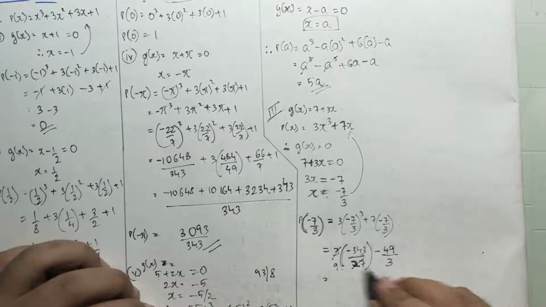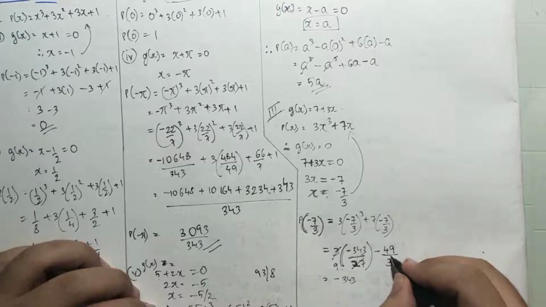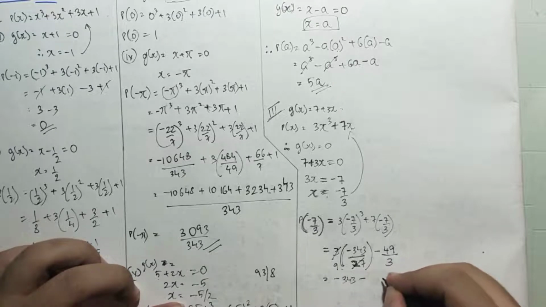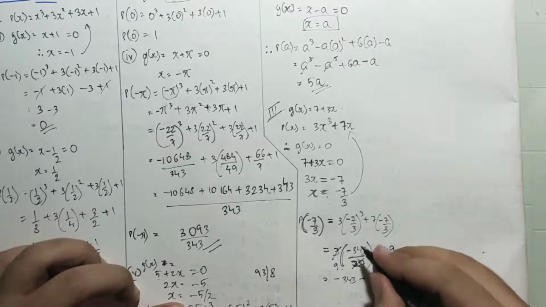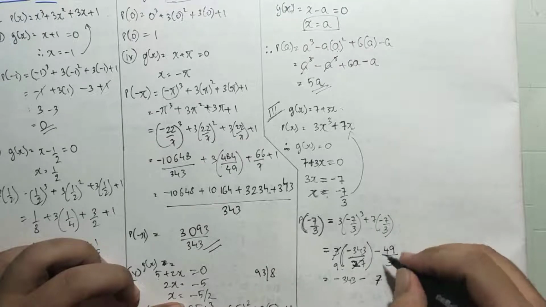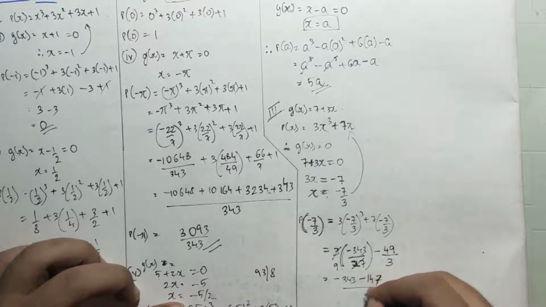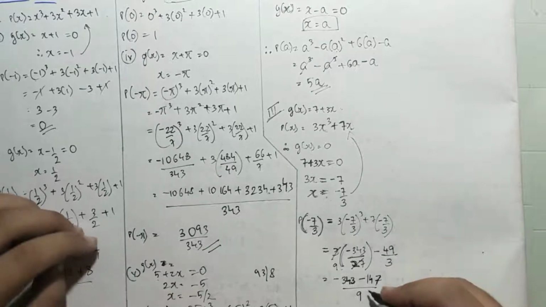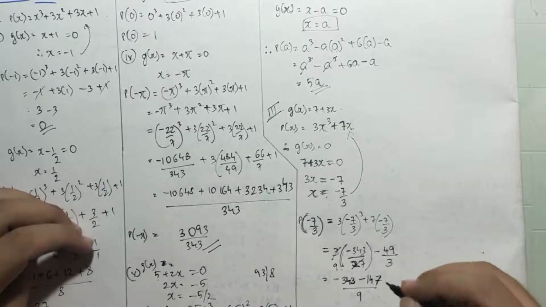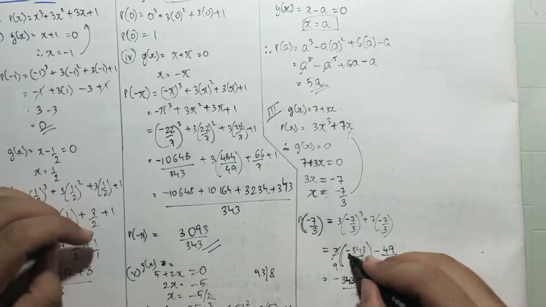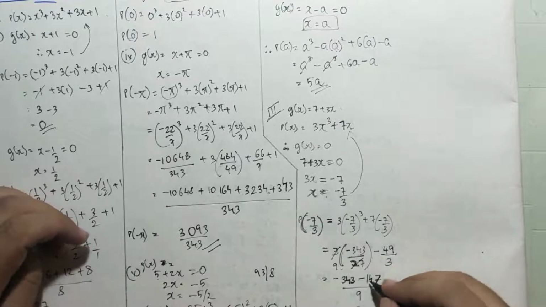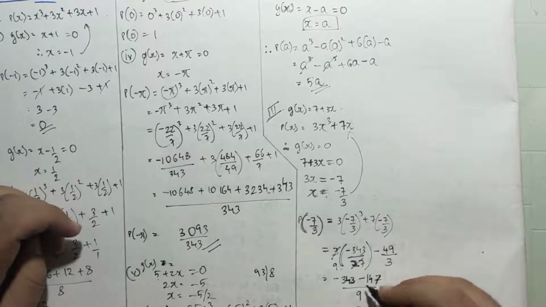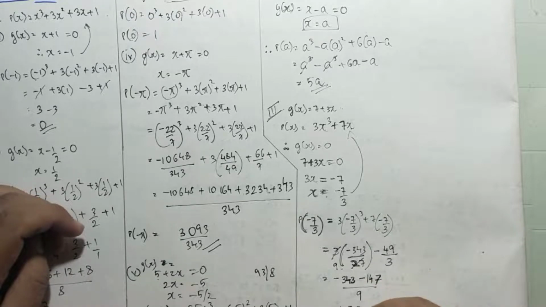Taking LCM, 9 would be the LCM. This will be minus 343. This will get multiplied with 3, so minus 27, that is minus 147 upon 9. The answer would be, this will be 10. Why does this minus remain? Because it is a cube. We will add them and we will give a minus sign in between: minus 490 by 9.